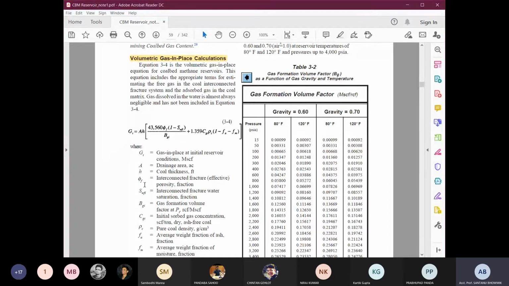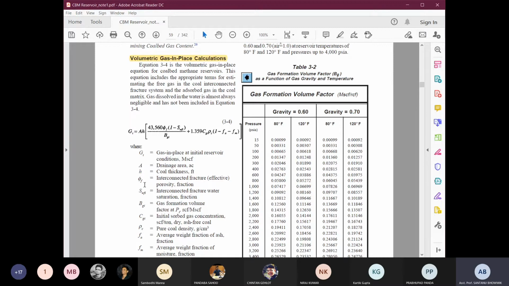Then phi F, the interconnected fracture, or effective fracture porosity. Why is it called effective? Because it depends on how much is connected, depending on the different porosity and the different fracture connection, the interconnectedness. So obviously the porosity will be much higher than the porosity of a single fracture. That's why it is the interconnected porosity.